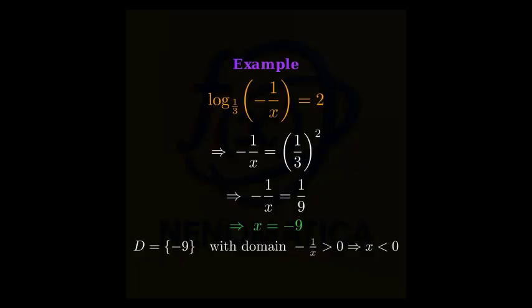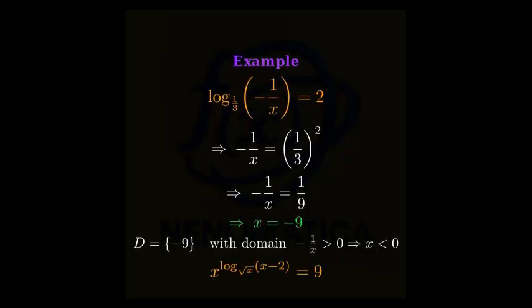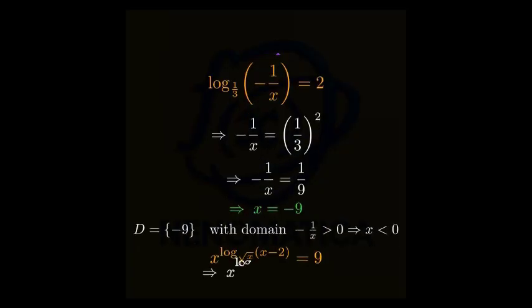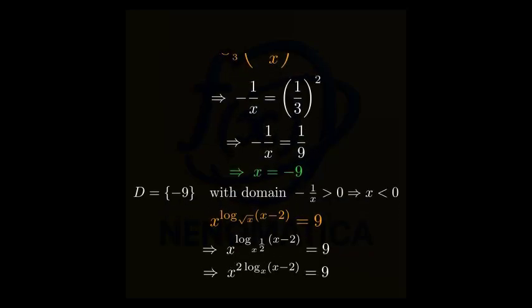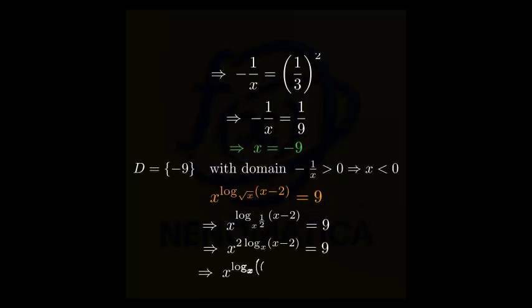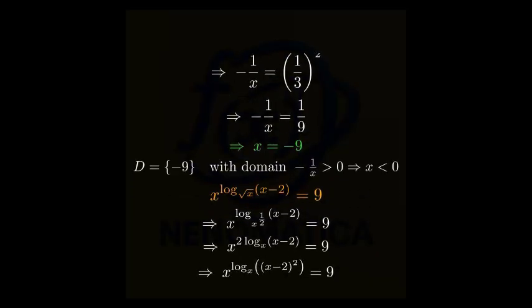Now, we follow the second solution in the image. Write the second problem. First, rewrite the square root as a power of x. That is log base x to the 1/2. Use the change of base power rule to get 2 times log base x of x minus 2. Move the 2 inside the log as a power. Log base x of x minus 2 squared.